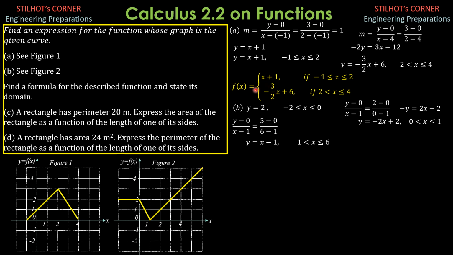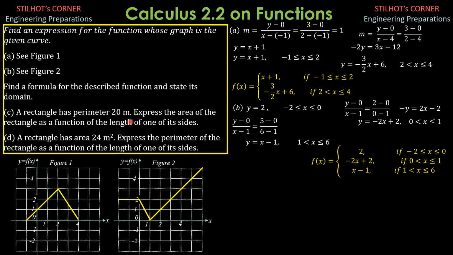So we can now define the function. It is equal to 2 if negative 2 is less than or equal to x less than or equal to 0. It is equal to negative 2x plus 2 if 0 less than x less than or equal to 1, and x minus 1 if 1 is less than x less than or equal to 6. So that's it for parts A and B. We proceed to part C.